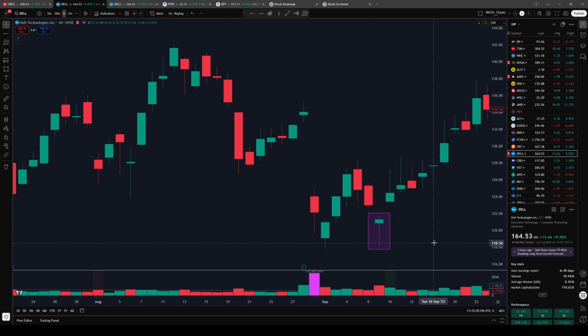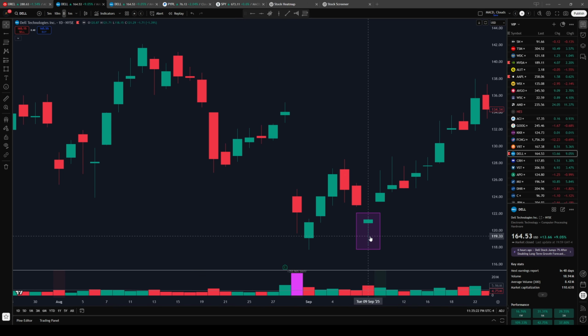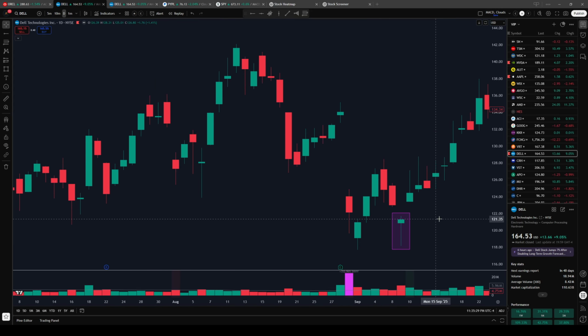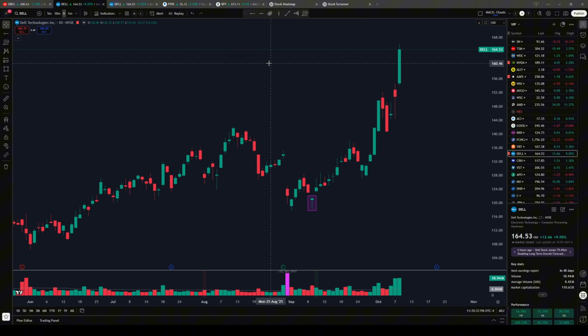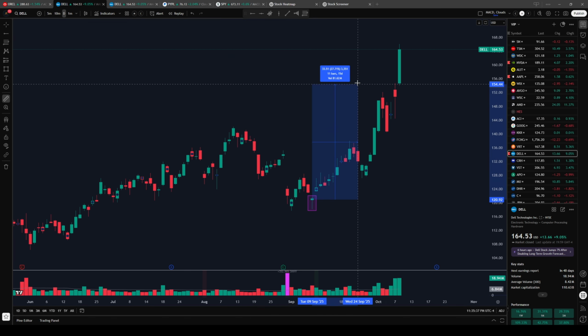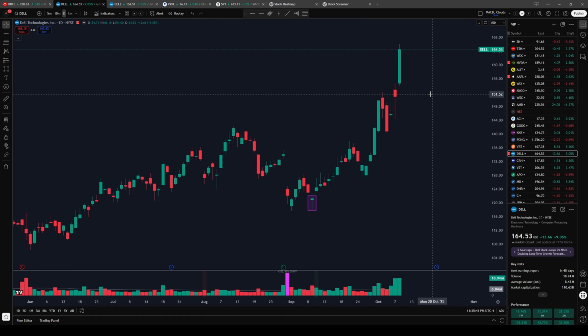We zoom in a little bit. Sellers came in this day trying to knock it down, but it got absorbed by the buyers, and the buyers took complete control. We closed near the high of the day. We zoom back out a little bit. You can see from this hammer, stock's up 35% in about a month. They're pretty powerful stuff.